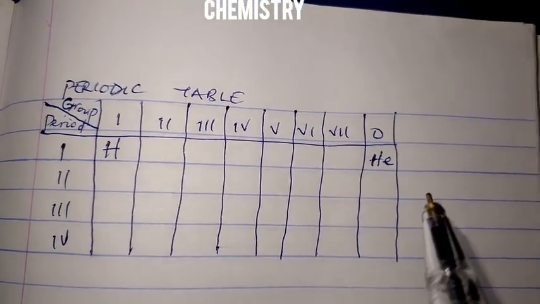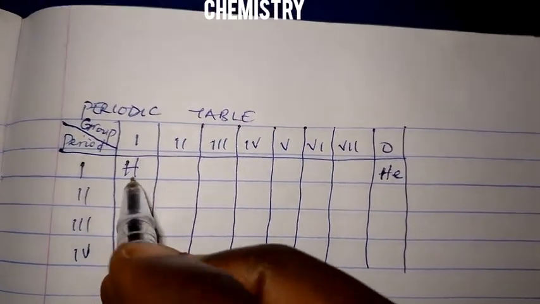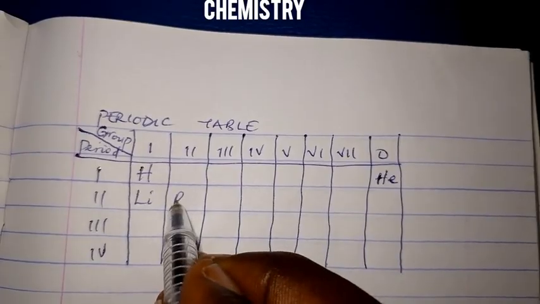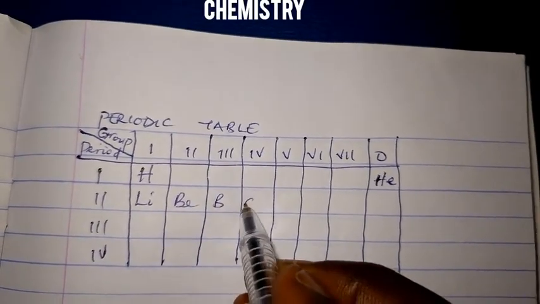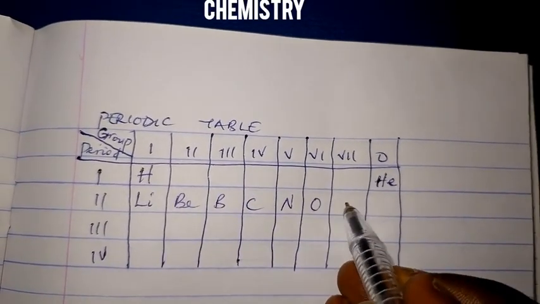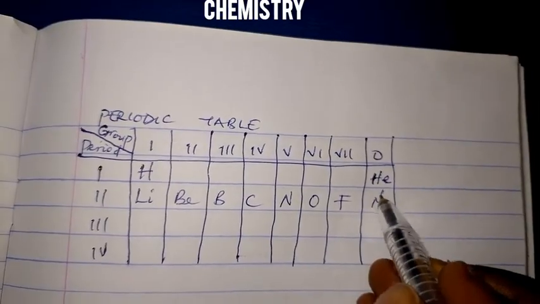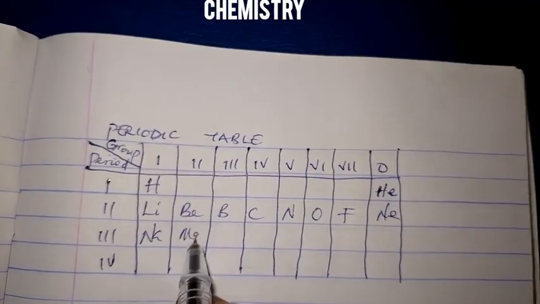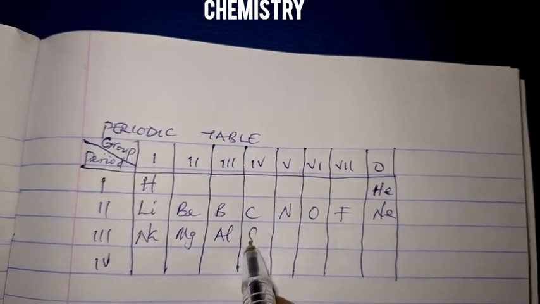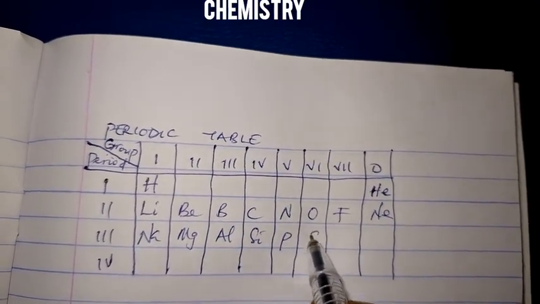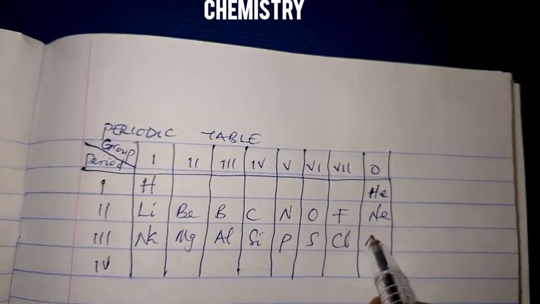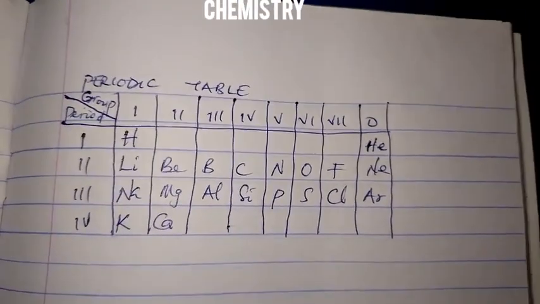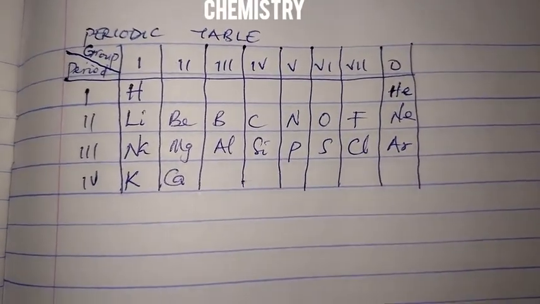You will still learn that. Now the third element is lithium, beryllium, boron, carbon, nitrogen, oxygen, fluorine, neon, sodium, magnesium, aluminium, silicon, phosphorus, sulfur, chlorine, argon, potassium, and calcium. These are the first 20 elements in the periodic table.